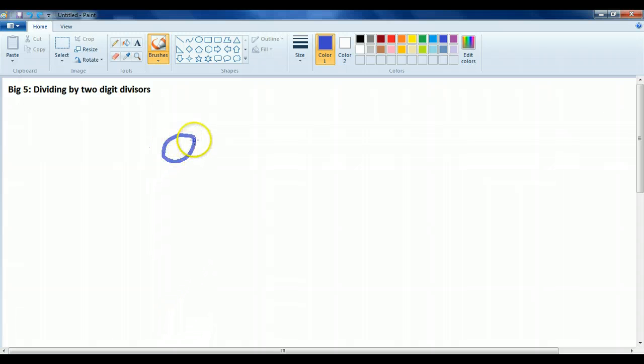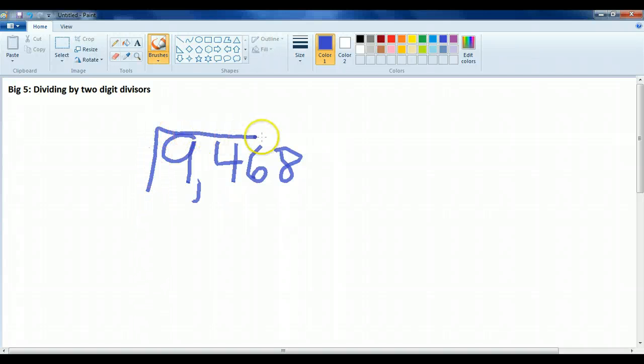So let's look at our first problem. We have 9,468. It's going to be a little delayed, so you're going to have to be patient. It's not perfect screen recording. Divided by 72. Okay, so you know how I like to do this. I always put a little multiplication sign up in the corner. So let's look at our first step.